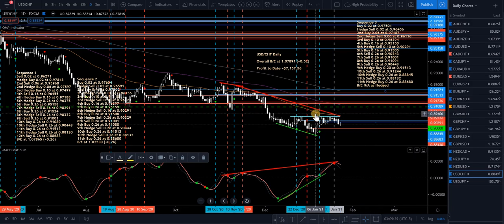You can trade the Euro USD. They're inversely correlated if you have a look at the charts. All right, so that's it.